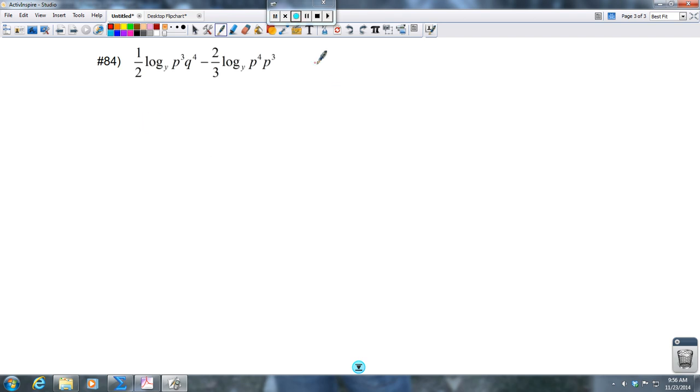So let's see what we can do here. First of all, this 1/2, since it's multiplying, I can put it back up as an exponent on technically both of these, so we're going to use parentheses to show that. We're going to put that 1/2 back as an exponent. We're going to take this 2/3 and we're going to do the same thing, and we're going to use parentheses around here to show that. So here's what we have. We have log base y of p to the 3rd, q to the 4th, and all of that is being raised to the 1/2 power.